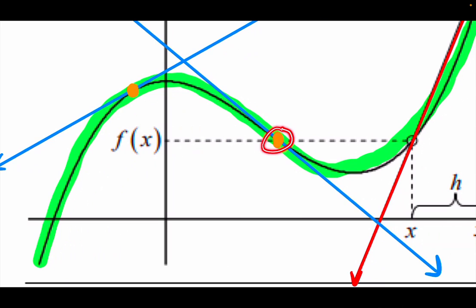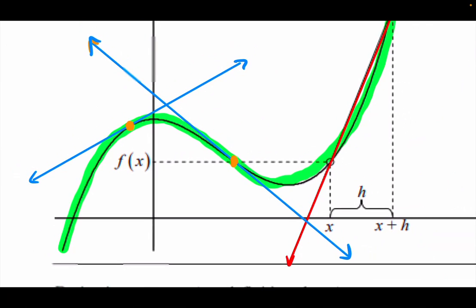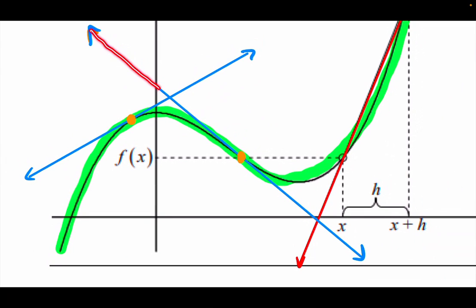How about this guy here? Is the function increasing or decreasing here? Decreasing, right? So is the line that's tangent positive or negative slope? How do we know it's negative slope? It's going downhill. Any line going downhill is going to have a negative slope. Any line going uphill is going to have a positive slope.